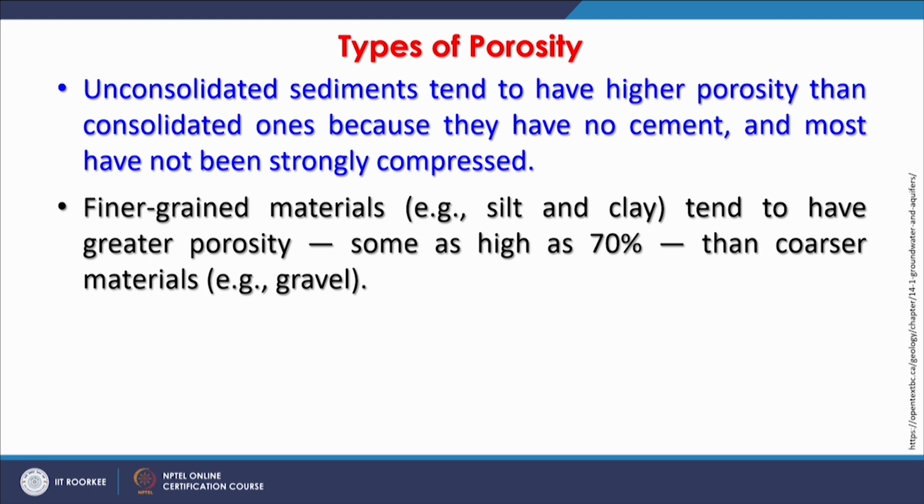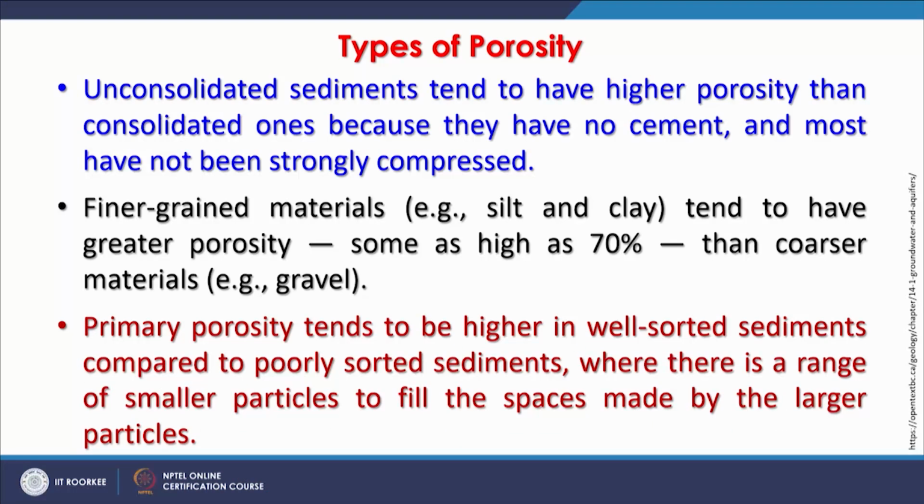Finer grained materials, for example, silt and clay, tend to have greater porosity, and some as high as 70%, we have seen in the previous slide, and then the coarser material, for example gravel. But from the water flow point of view, gravels are more favorable than silt and clay because of grain size.